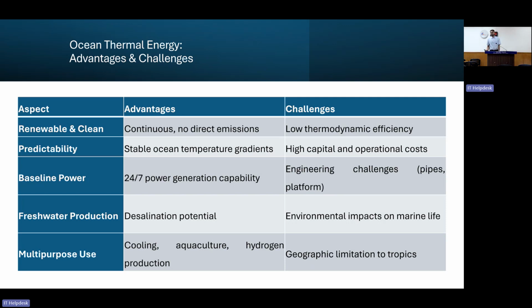Also, there are some engineering related challenges for tapping ocean thermal energy, and some environmental concerns related to marine life and also the geography of the ocean thermal energy sites.